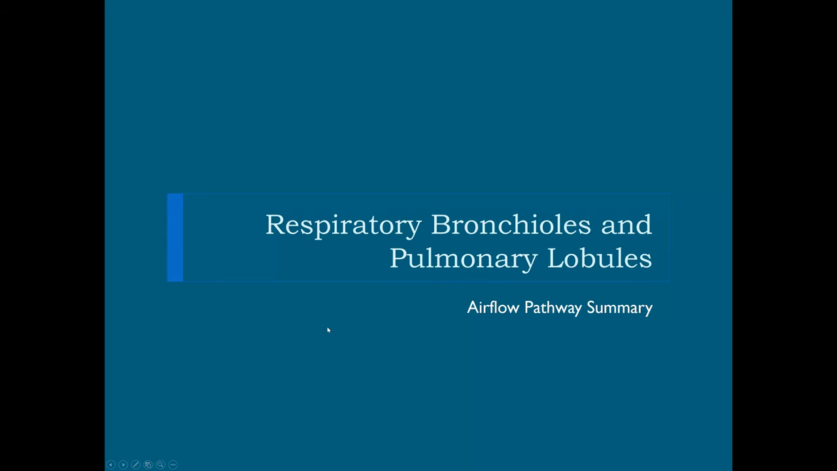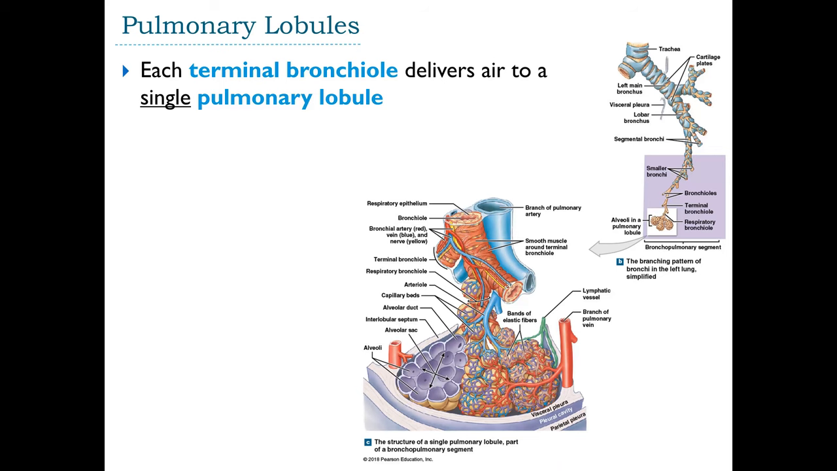In this section, we're going to look at the respiratory bronchioles and the pulmonary lobules, and also look at a summary of the airflow pathway. So at the end of our last discussion on the bronchial tree, we ended with terminal bronchioles. So now we're going to pick up from there. Each terminal bronchiole is going to deliver air to a single pulmonary lobule.